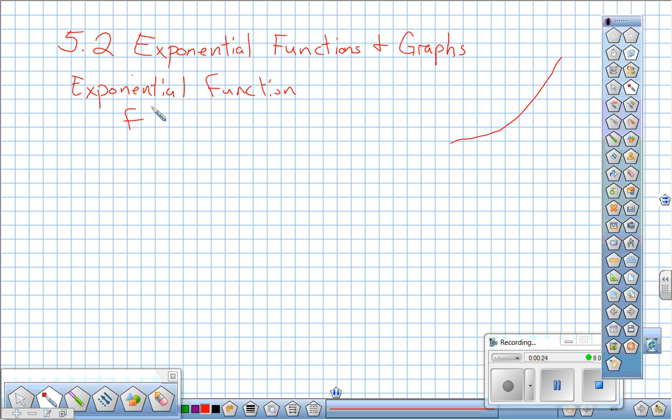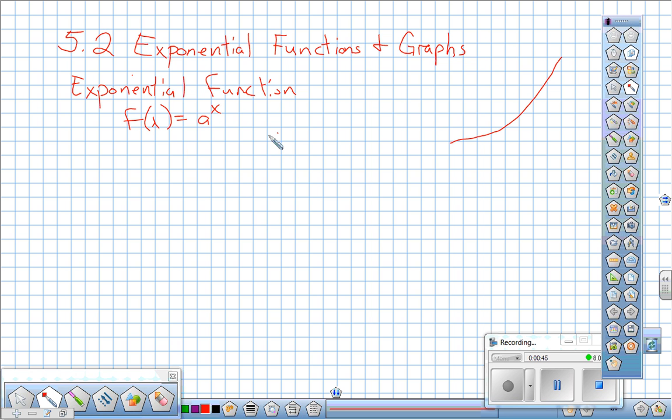So f of x is equal to something a times to some power of x. So x will really be our variable. What we've always seen in the past is the other way around, x to some power. And that's not how it's going to be now. So first, we're just going to be graphing it.